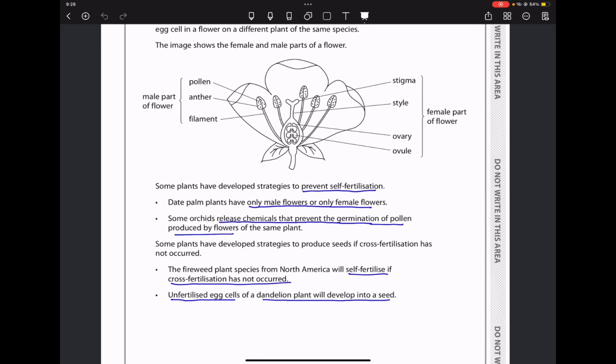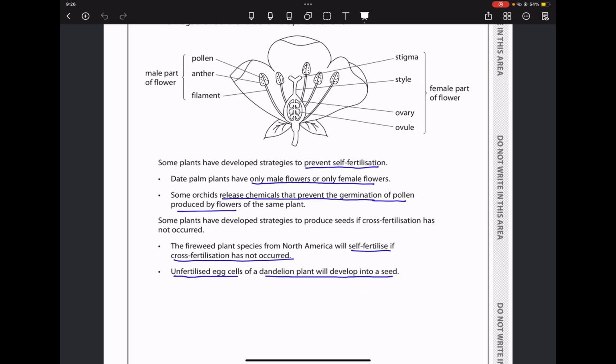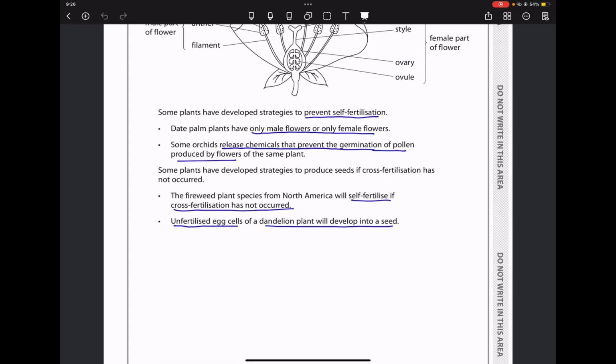They say some plants have developed strategies to prevent self-fertilization. Date palm plants have only male flowers or only female flowers. Some orchids release chemicals that prevent the germination of pollen produced by flowers of the same plant. And then some plants have developed strategies to produce seeds if cross-fertilization has not occurred. The fireweed plant species from North America will self-fertilize if cross-pollination has not occurred, and the unfertilized egg cells of a dandelion will develop into a seed.